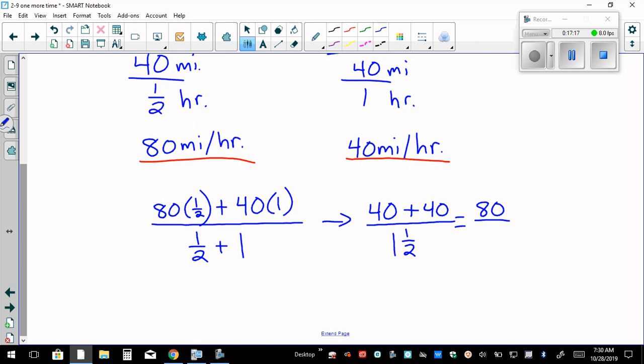The top is 80 divided by 1 and 1/2. If you do the math on your calculator, that gives you about 53.3 miles per hour as her average speed. If you take her speed going at 80, her speed coming back at 40, and a total time of 1.5 hours, her average speed was about 53.3 miles per hour.